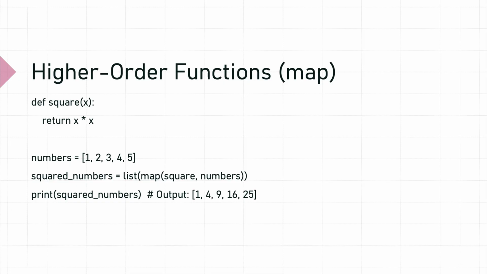Then I'll just print it out, which will output each number in my numbers list as a squared number. So 1 squared will be 1, 2 squared will output 4, and so on. So this is just one example of showing you a higher order function where one function uses another function. And again, I'll show you this in a code example soon.